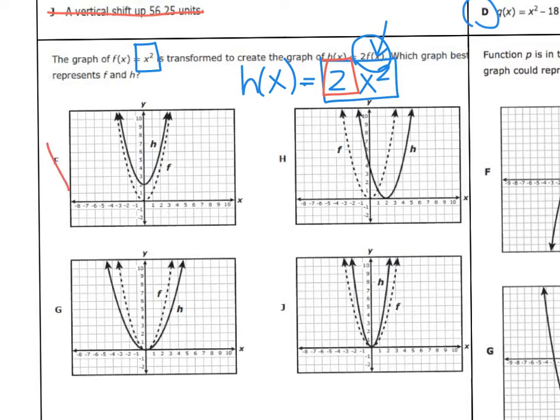F moves up, so that cannot be the answer. H moved right, that can't be the correct answer. On G, the first graph was more narrow than the second graph, so this one actually got wider. And on J, it got more narrow. So that's called a stretch.